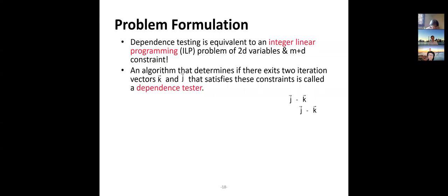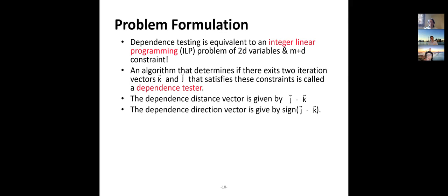So essentially, in the general case, we want to formulate this as an integer linear programming problem of 2D variables and m plus d constraints. And then we need an algorithm that determines if there exist two iteration vectors, k and j, that satisfy these constraints, and it's called a dependence tester. And there's a dependence distance and all this definition. The idea is literally very simple: here are my linear equations, how can I solve this properly, right?